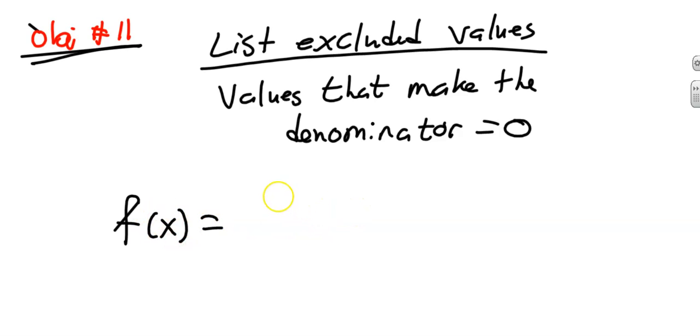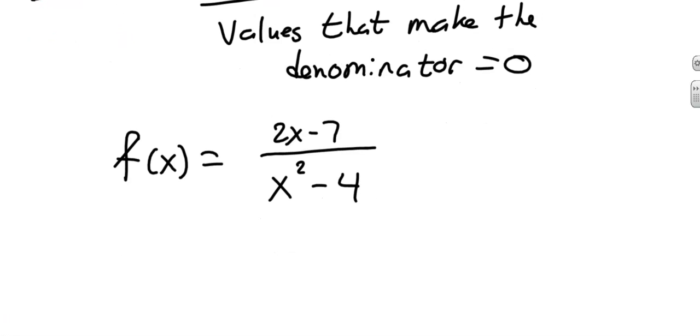F of x is 2x minus 7 over, and they'll give you all kinds of different things. I think that a lot of these, they'll stick to some problems that maybe something like this, where you got f of x is equal to 2x minus 7 over x squared minus 4. Okay. And again, whenever they talk about that one, there's really not much with the numerator. All you're going to do is set x squared minus 4 equal to 0.